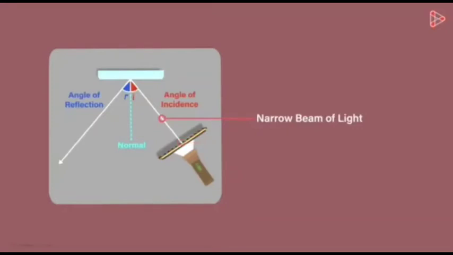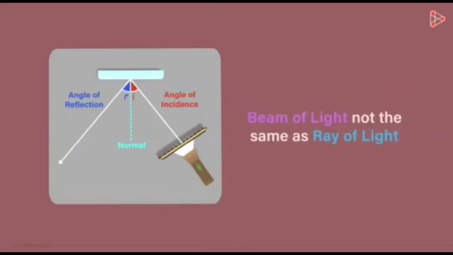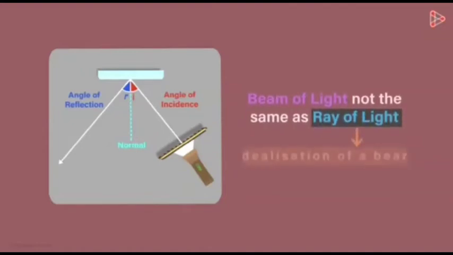Also, one more thing that we need to keep in mind is that the beam of light is different from the ray of light. For example, in this experiment, the light you see is a beam of light. A ray of light is simply an idealization of a beam. We can see a beam, but we cannot see a ray of light. However, at this stage, we can think of a ray of light as a narrow beam of light. And we will call this narrow beam a ray of light.